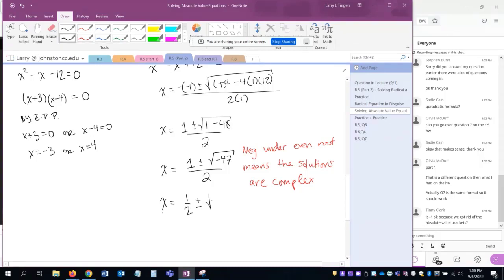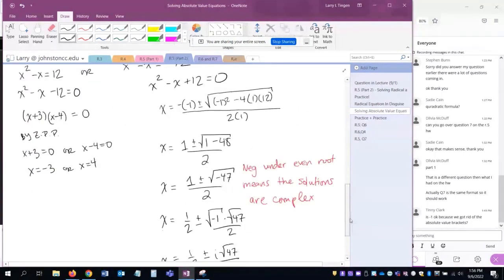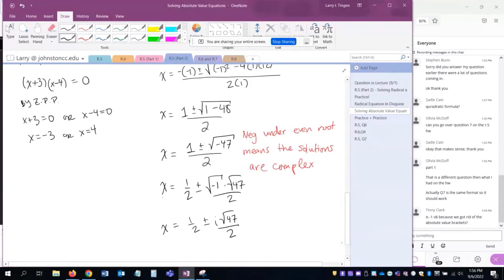Negative 1 over 2 plus or minus the square root of, is everybody cool? This little piece right here. Negative 47 is negative 1 times 47. The square root of negative 1 is i. So this becomes 1/2 plus or minus i square root 47 over 2. All right, so you do have 4 solutions to this original absolute value equation. We need to check them though. Do they work?